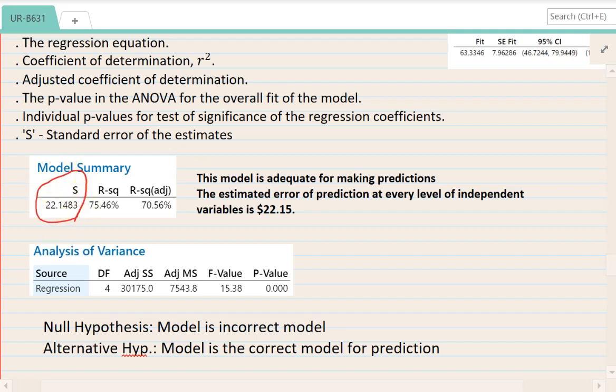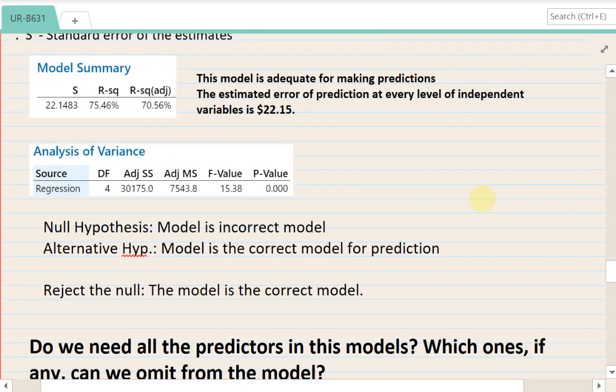Okay, so there we have that. So I've gone over all of the bullets. And of course I put this global hypothesis for you. The null says the model is incorrect, and this set of hypotheses right in here, that's what this p-value is testing. So we're going to reject this null, model is incorrect. We're going to reject it. So we're going to side with the alternative. That means no, we have the right model here. No problem.